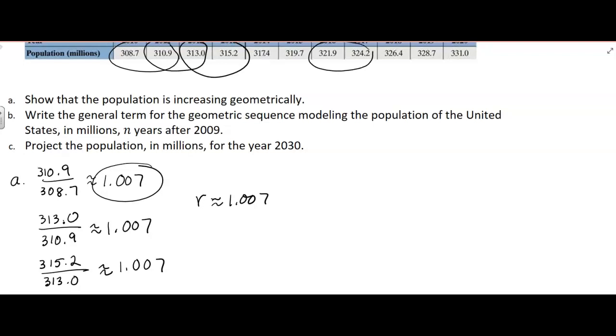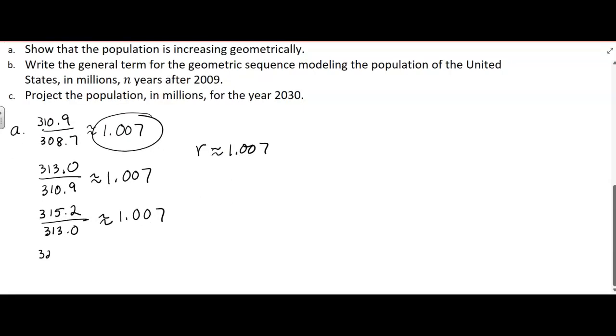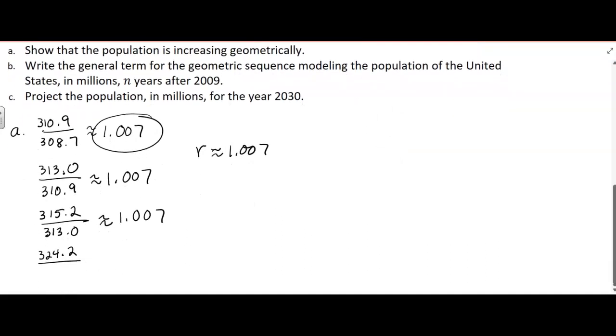You could try 2 others. Let's try 2 others. I didn't do these before. So 324.2 divided by 321.9. So let's just see if that holds true. So I kind of jumped further down the sequence. So I have my calculator, 324.2 divided by 321.9. Let's just see what it says. Yep, it's about 1.007. Okay, so we're just checking. Any 2 consecutive terms should have that common ratio. Okay, and they do. So now we're going to go to part B.